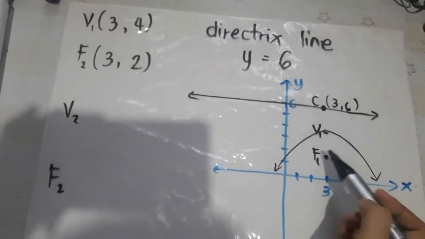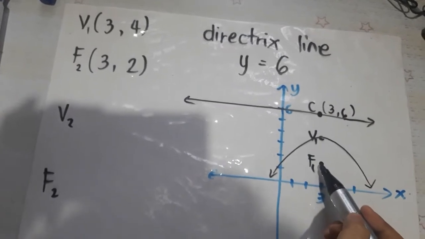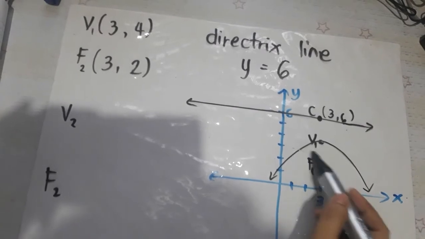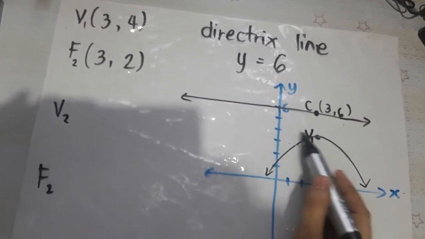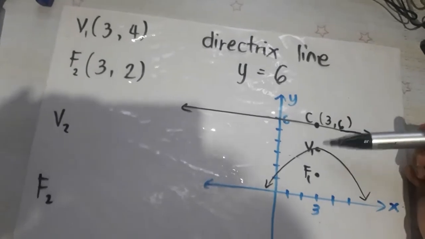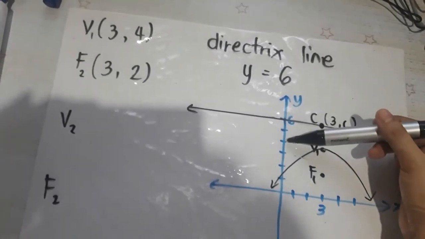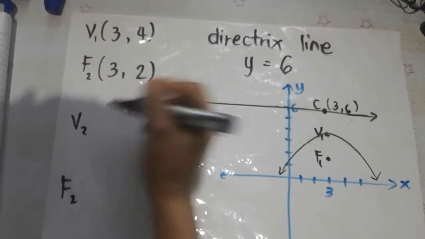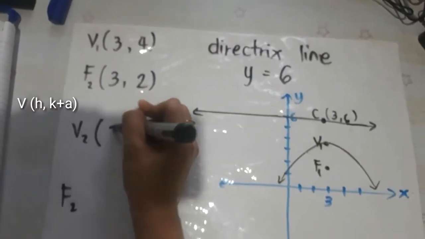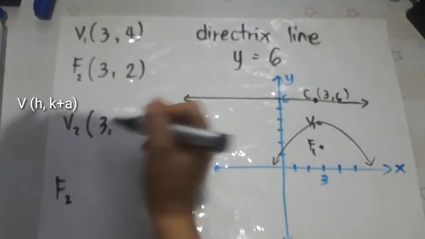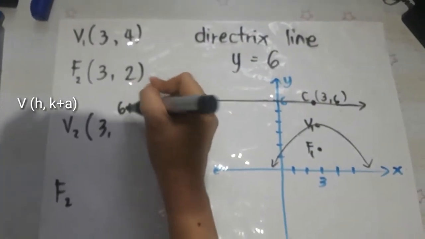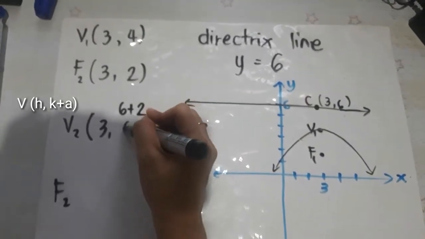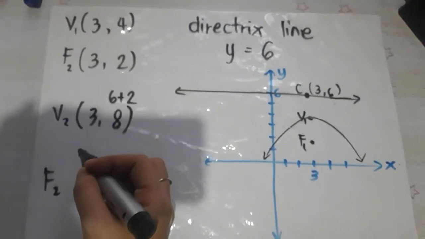Now, let's count the distance from F sub 1 to V sub 1. That will be, from here, 0, 1, 2. Okay, so it has 2 units. Same goes for V sub 1 up to the center. So we have 0, 1, and 2. So what we'll do is look at the center, (3, 6). The movement will be upward, so we'll add 2 units. It must have the same distance, 2 units on k. So we'll have V sub 2 at (3, 8).